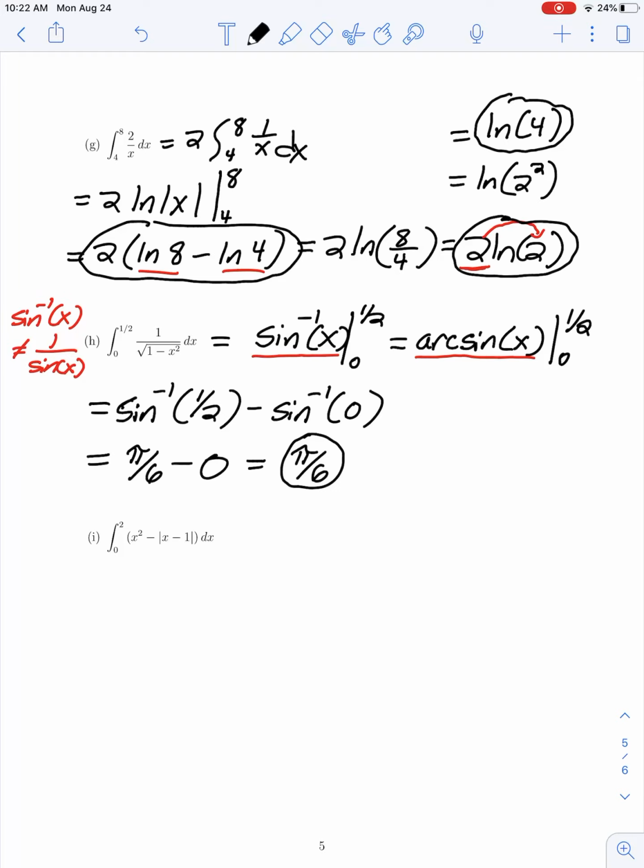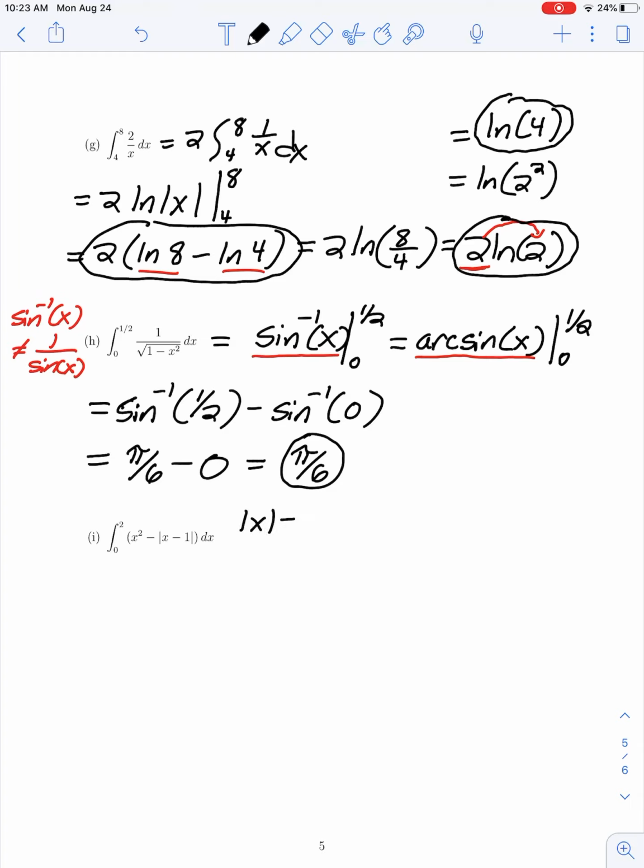So let's look at another one, part I. We have the integral from 0 to 2 of x squared minus the absolute value of x minus 1. So what makes this one a little tricky is that absolute value expression. So we're not sure in general how to find the antiderivative of an absolute value, but let's think about how the absolute value of a function is actually defined. So recall that the absolute value function is really defined piecewise. So let me make a little scratch work to the side here.